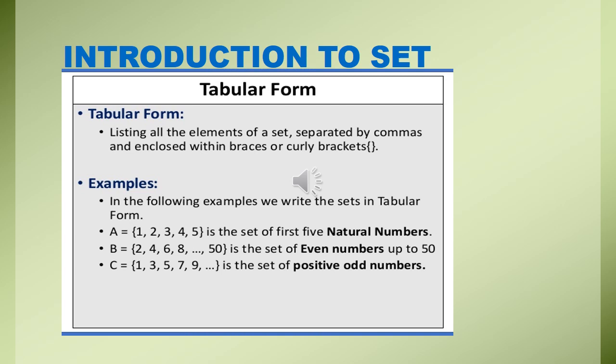Similarly, if you have to write the set of even numbers up to 50, how do you write it in tabular form? First you have to write the name of the set. We use B is equal to even numbers up to 50. Clear? So you have to write 2, 4, 6, 8, and so on up to 50. Clear? Similarly, for the set of positive odd numbers, you have to write the set name. You can say C is equal to {1, 3, 5, 7, 9, ...} and you then place dots, because all positive odd numbers are included and it is infinite. So you can use the dots. Clear? Is the tabular form clear to all of you?